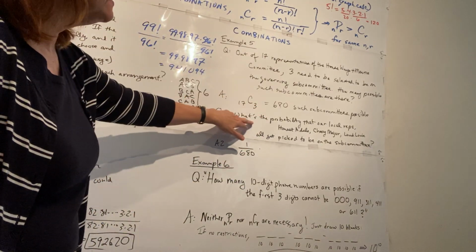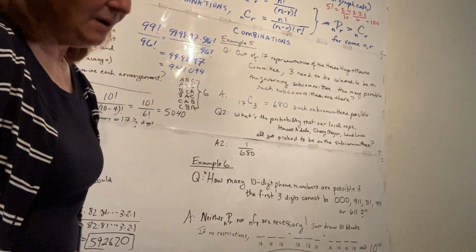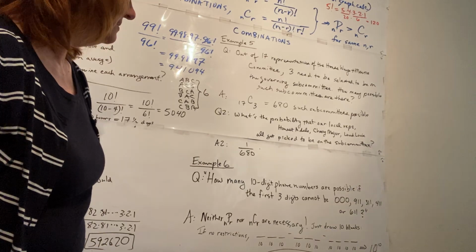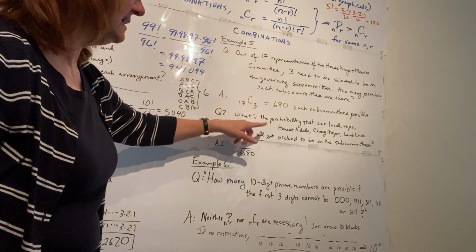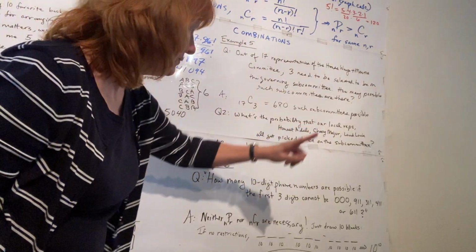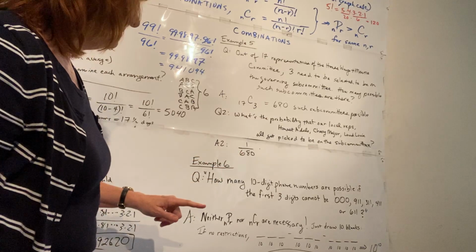So what's the probability that our local representatives, Honest Adele, Cheesy Major, and Loud Louie, all get to be picked to be on that committee? Well, if there's 680 such possible committees, then the probability that any one particular group of 3 people would be picked would be 1 out of 680. Okay.